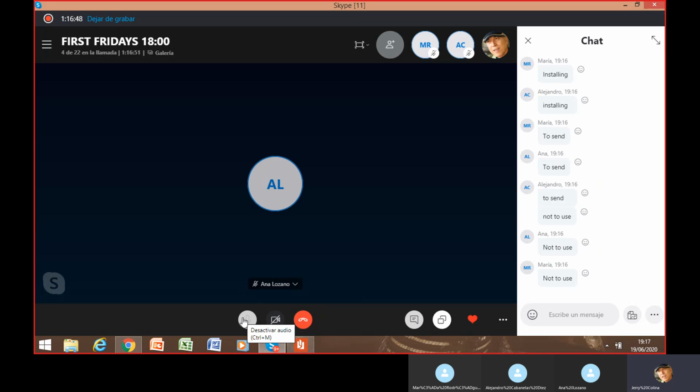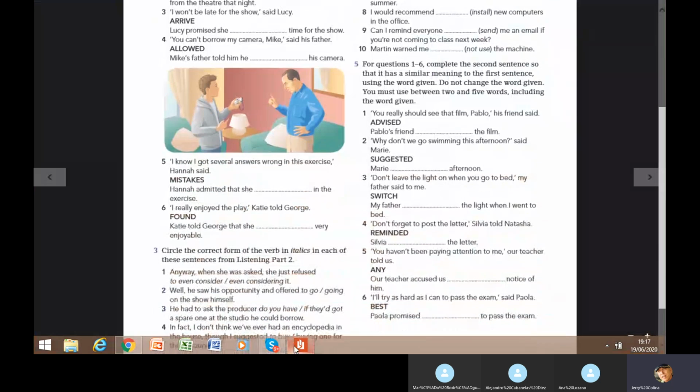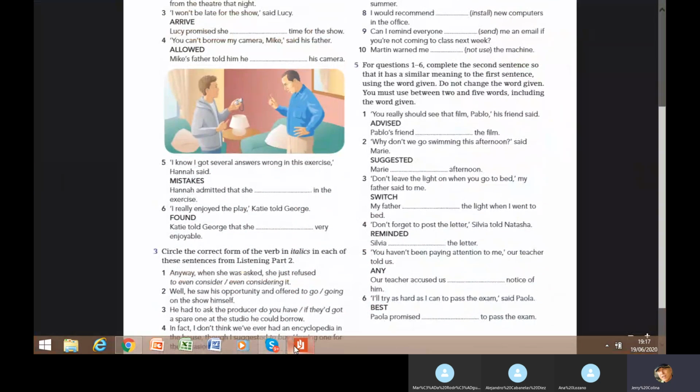Let's go to 5. More difficult. Exercise 5, if you observe, is similar to exercise number 2 in the format. This is use of English part 4 in your exams. Number 5, you have to complete the sentence using between 2 minimum, 5 maximum words. Let's do it, friends. This exercise 5 that you have here on the same page. And when you finish, send me a message.